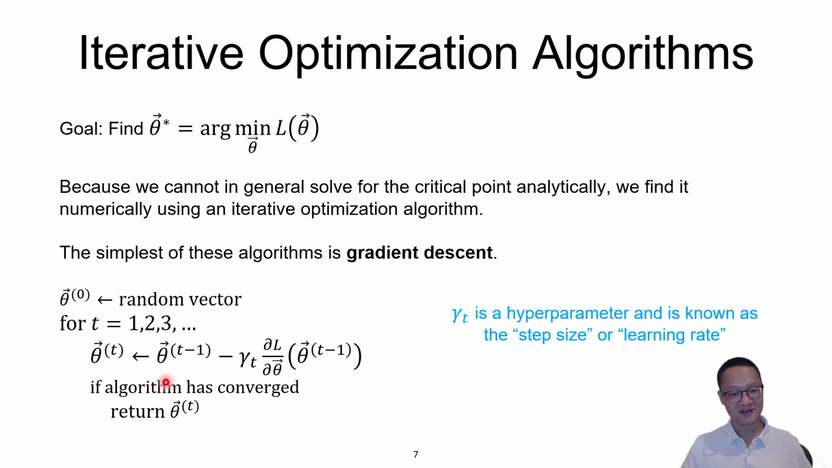So how do you do this update? In gradient descent, you take the previous theta, and then you subtract gamma t, which is a constant. We'll talk about that in a bit. So some constant times the gradient of the objective function evaluated at the previous theta. This gamma t is a hyperparameter that we can pick, and is known as the step size or the learning rate. Traditionally, it was called the step size in optimization, but because we're doing machine learning, maybe we should put in the word learning somewhere. So learning rate is a common term to refer to gamma t.